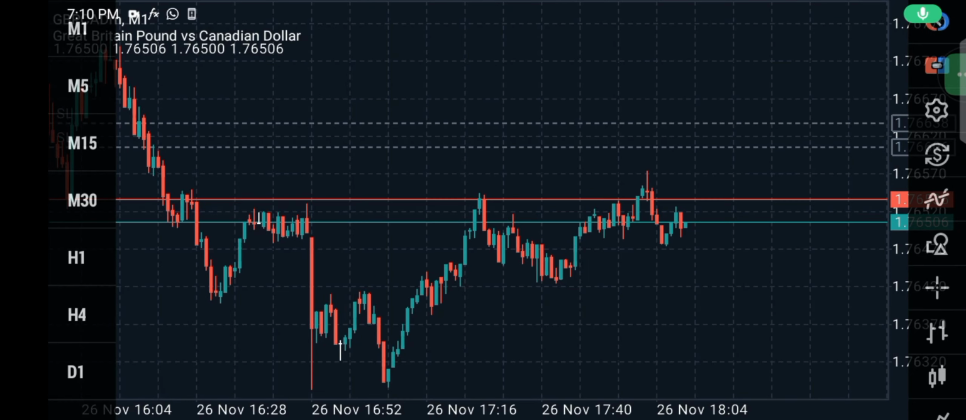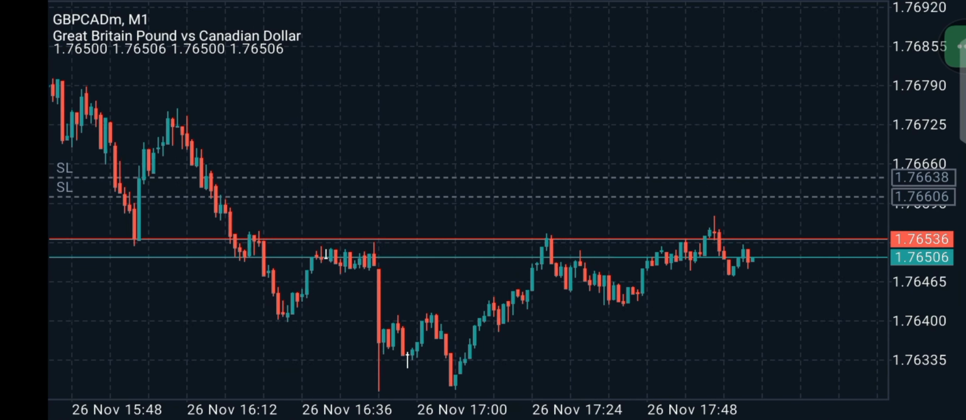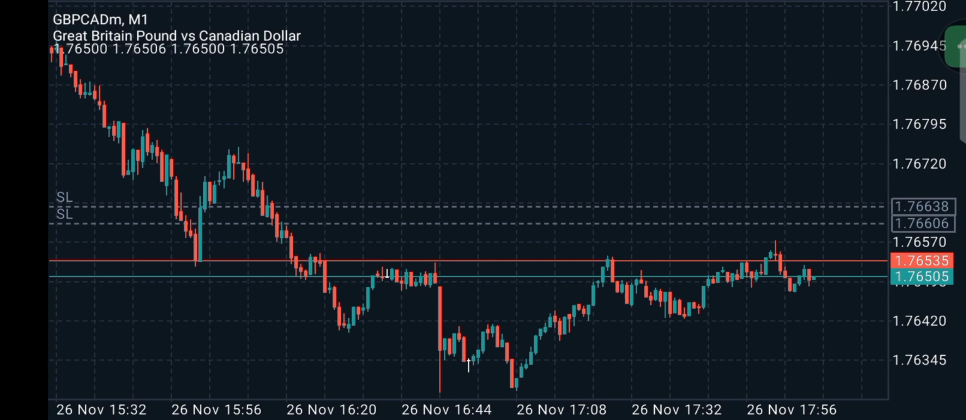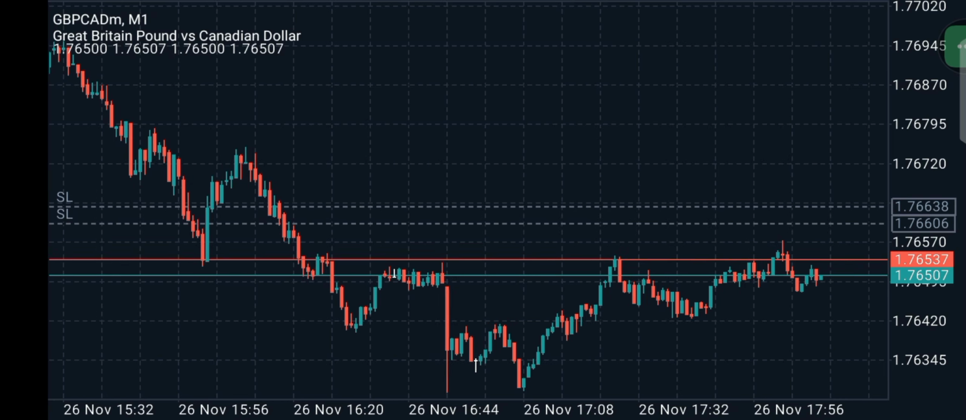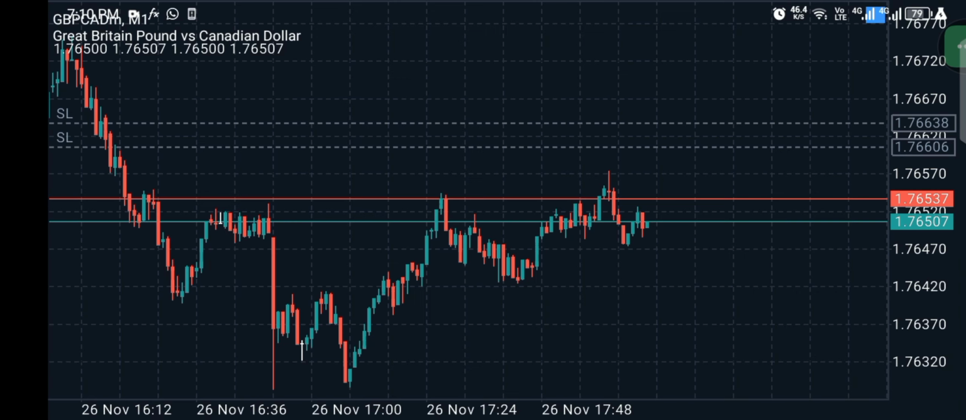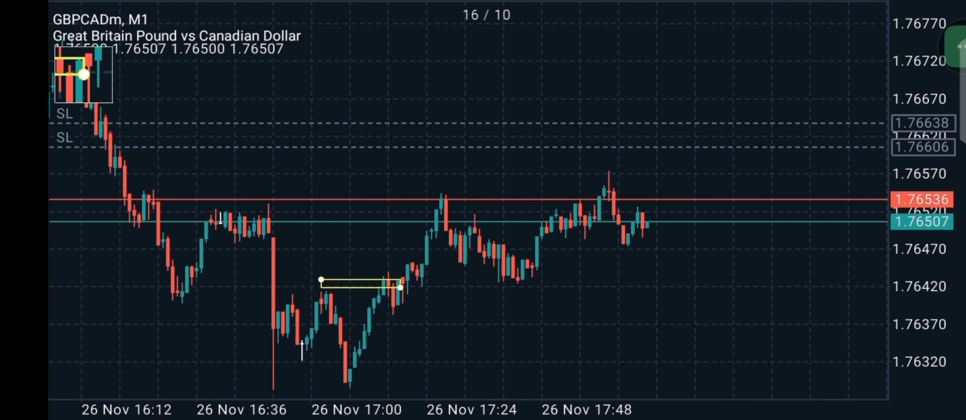Alright guys, back to the video on GBP CAD. So there's something I'm seeing right there. I was saying in the previous part of the video that if I see a change in character, I'll close my position, which I have just seen here. Now you can see this is the market structure shift. So it's happening at this level of the fair value gap.